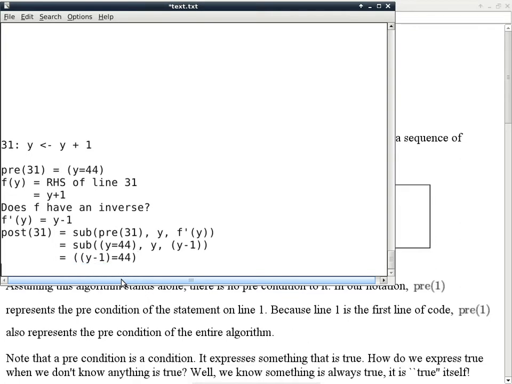Is that giving you a reasonable result? Is that right? Because y minus 1 equals 44. If you simplify that one more time, it becomes y equals 45. So it does work. Okay. Any questions about what we are talking about here?